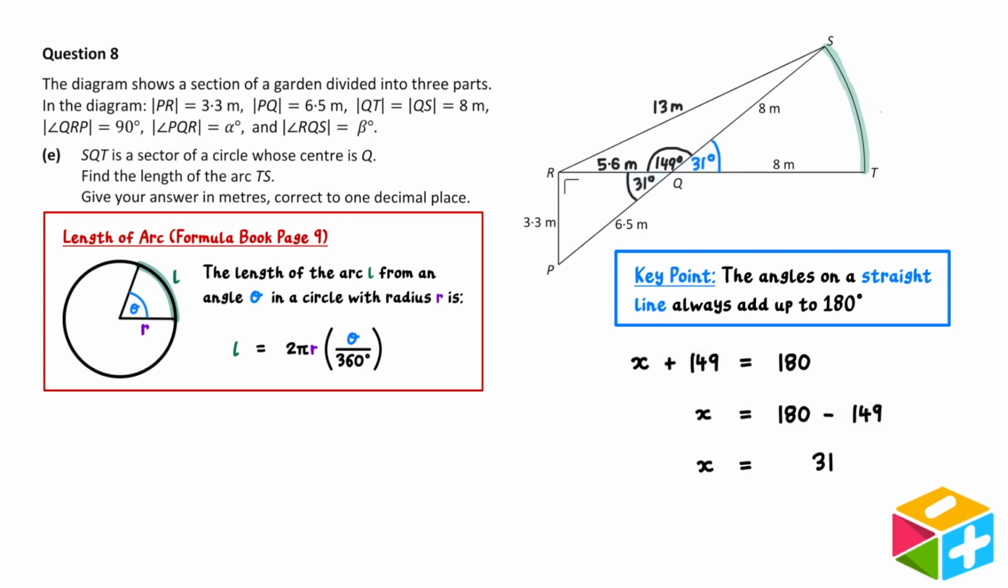In our formula, theta refers to the angle spanning the arc. Here, we'll have theta equal to 31 degrees. r is equal to the radius, and in our diagram, this is equal to 8 metres. Let's sub these values into our formula.